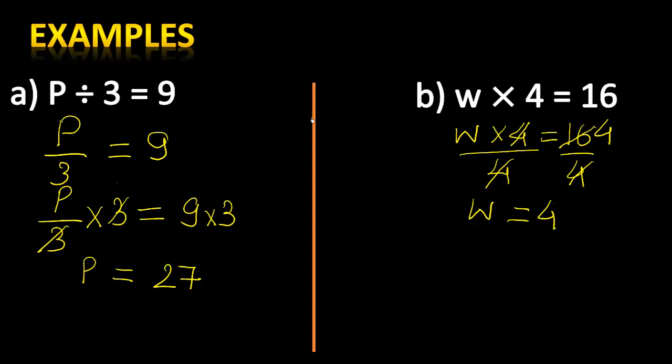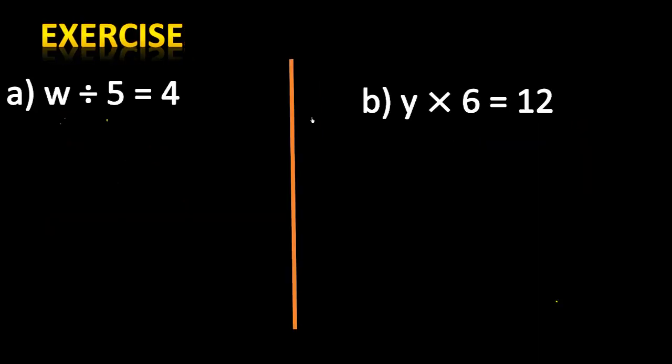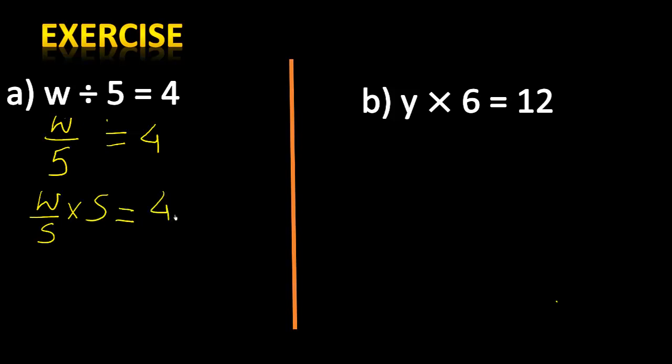Now let's do a few exercises. Our first exercise is w divided by 5 is equal to 4. So the first step would be to write the equation once more. We'd write it like this: w by 5 is equal to 4. Now we're going to multiply it by 5. w by 5 multiplied by 5 is equal to 4 multiplied by 5. Now 5 and 5 cancel out. So that leaves w and 4 multiplied by 5. So 4 multiplied by 5 is equal to 20. So w's value is 20.